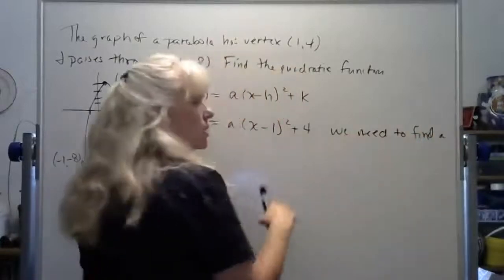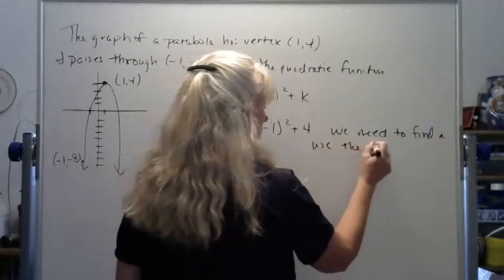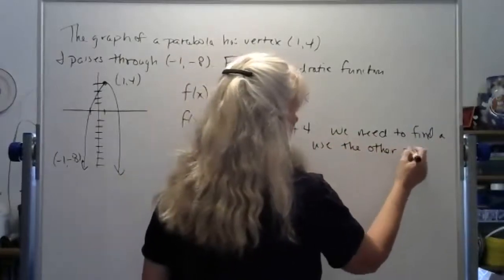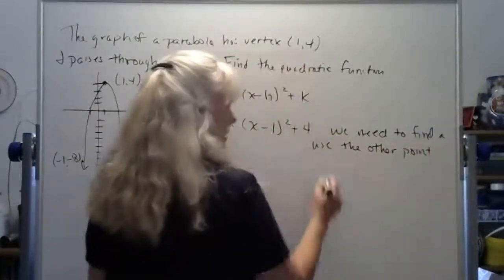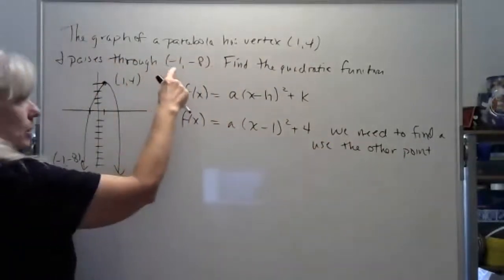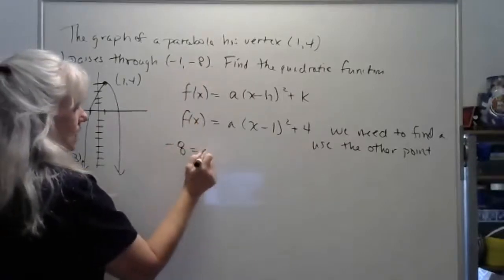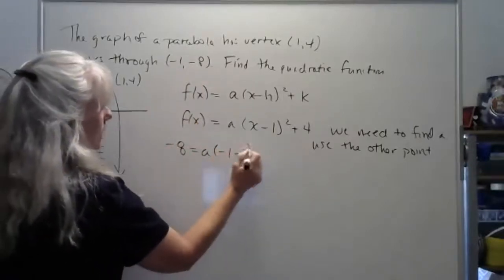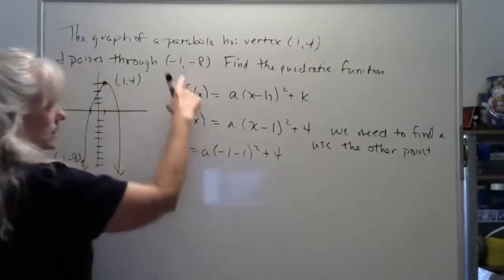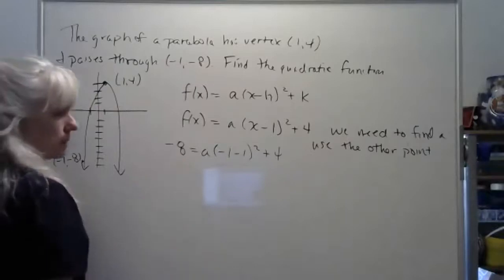To find a, we're going to use the second point. We know that it also goes to the point -1, -8. So the output is -8. The input is -1. So I'm going to replace the x with the -1, and I'm going to replace the f of x or the y with the -8.